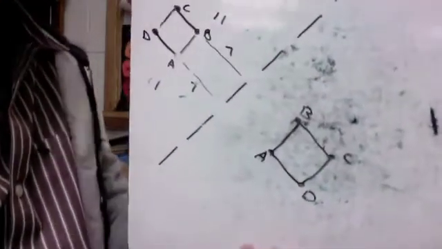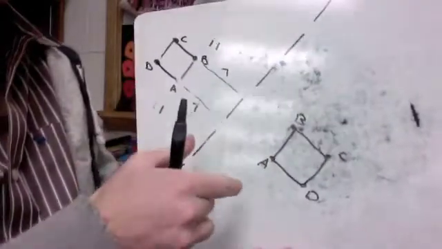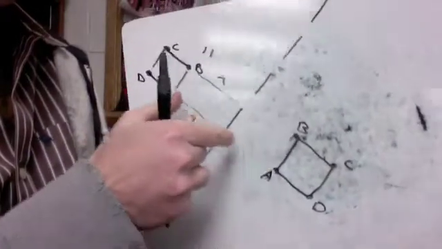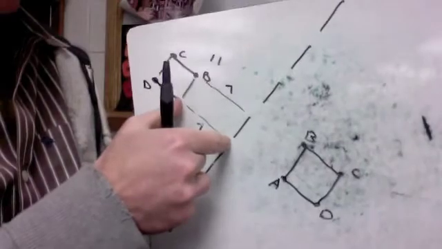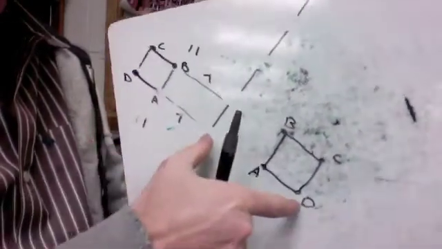So all we're focusing on is making sure that each of the vertices, or each of the points, is the same distance away from the reflection line. This was 7, so this is 7. This was 11, so this was 11.